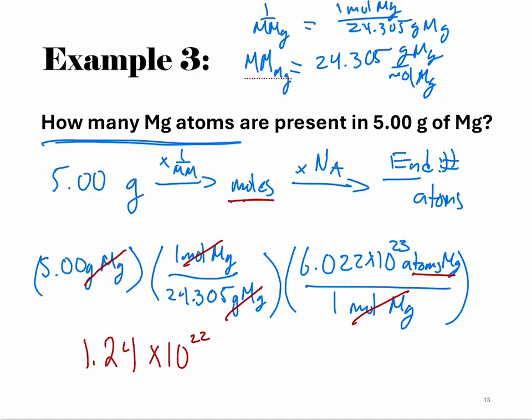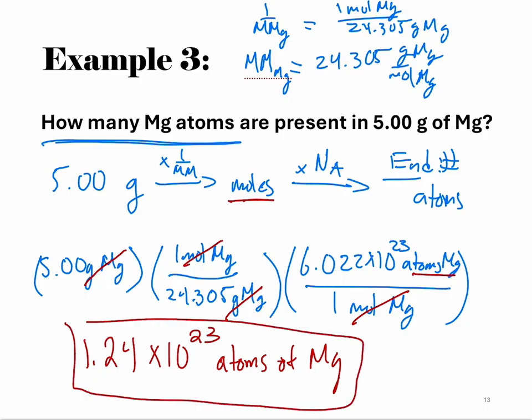Is that what you guys got? 23? Okay, it stays 23. Let's just do that, 5 times 6.022, divided by 24.305. Yeah, so it should stay the same at 23, atoms of magnesium. So initially I put it all in my calculator. I don't know why I did that. It was easier just to do it in terms of scientific notation and then just leave the exponent to adjust at the end.